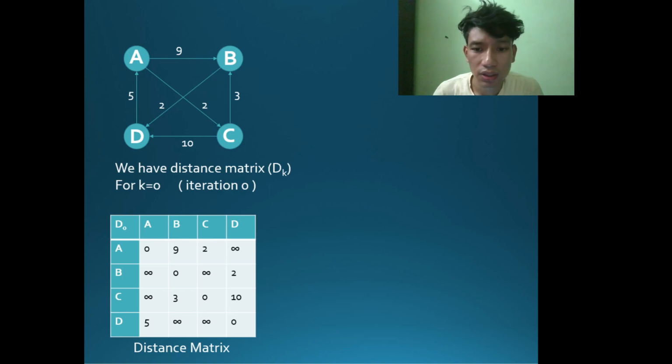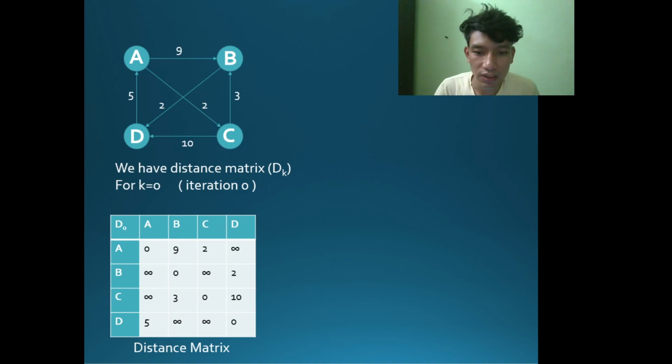D naught. As you can see here, the diagonal elements are all zero because this is a simple graph and there are no loops which start from A and end at A. So all the principal elements are zero. From A to B, from the graph we have 9. There is a direct path from A to B with a length of 9, so we will write 9 here. Similarly, from A to C there is a direct path and the length is 2, so we will write 2.